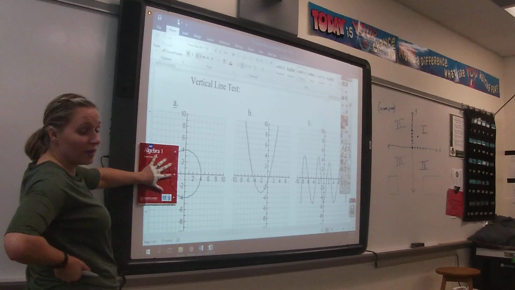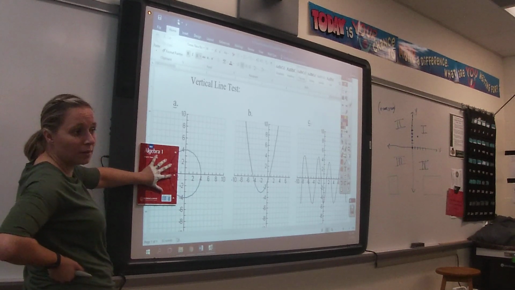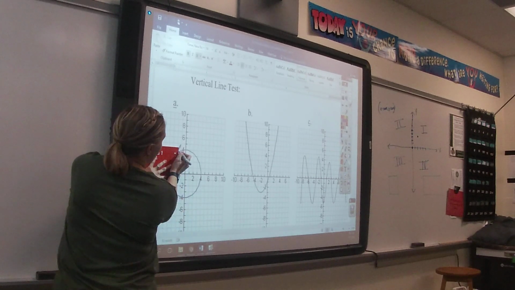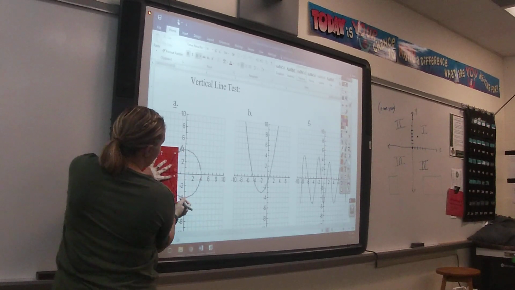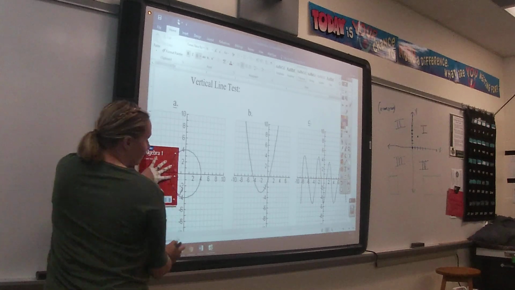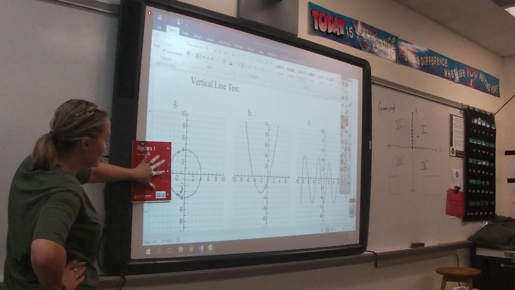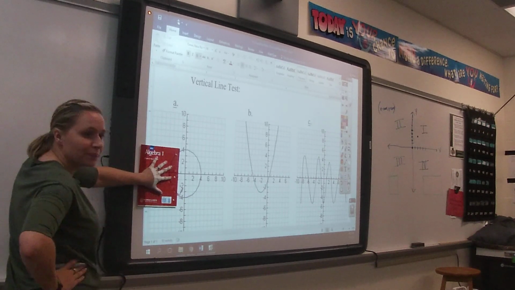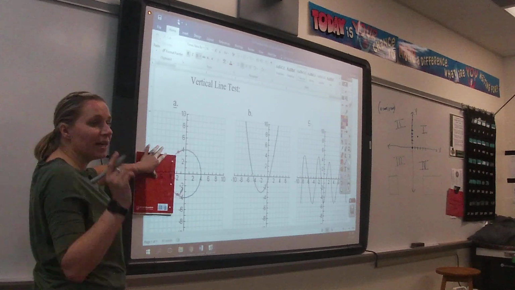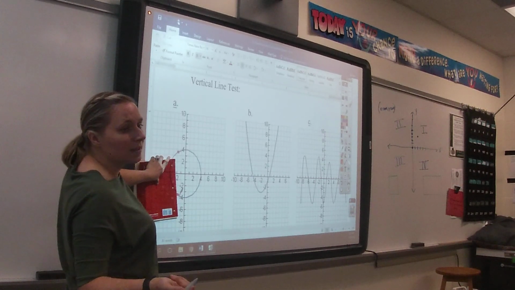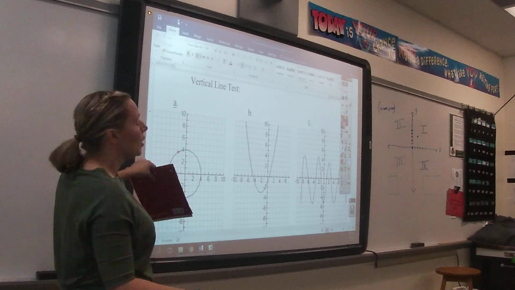Do we agree that I'm touching the graph twice right here? I'm touching the graph right here, and I'm touching the graph right here. See how I'm touching the graph in those two places on the edge? Okay, so did I touch the graph twice? Yes. So is it a function? No.